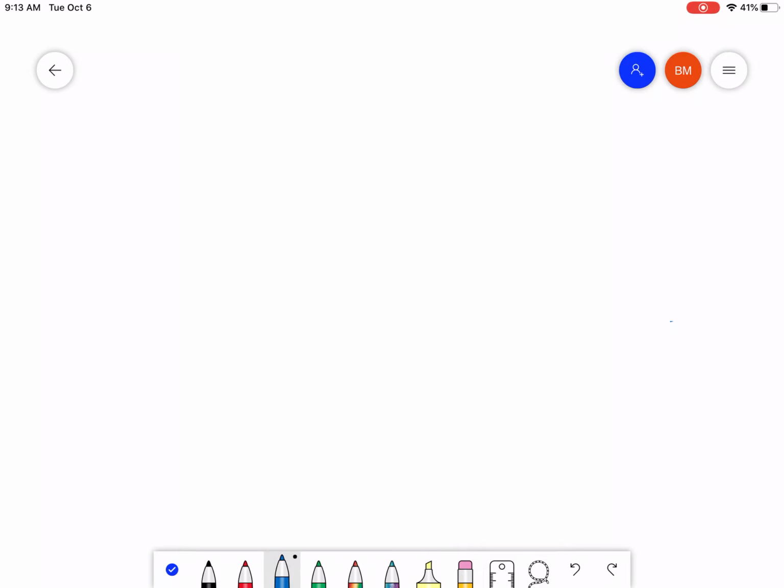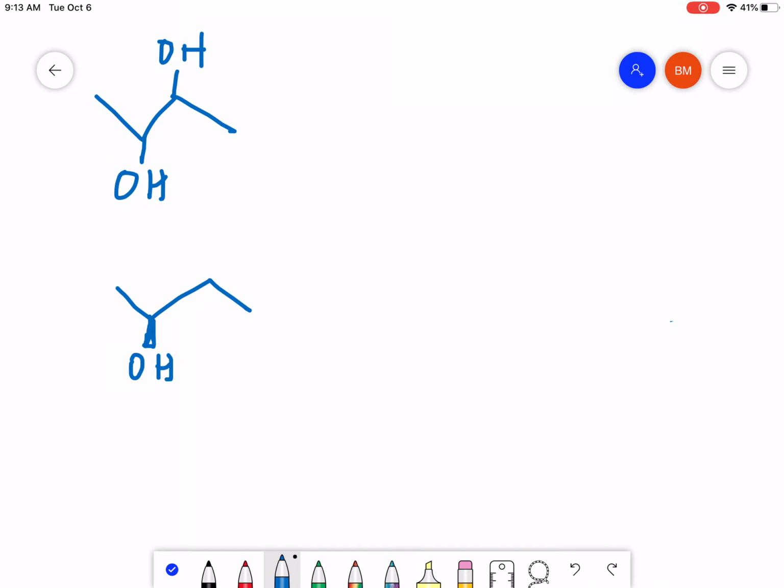For example, let's say we had this guy. If we take a look at that one, it should be apparent that we have stereogenic centers at each of the carbons with OH groups. All right, so let's go about drawing them. I'm just going to start off putting them both on wedges. Mirror image.